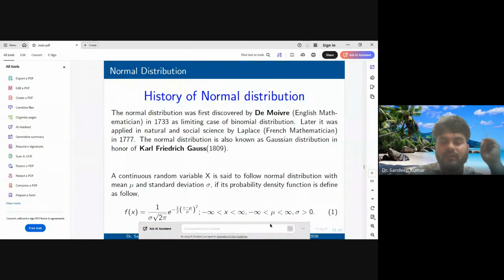This is the mathematical formulation of the PDF of the normal distribution: f(x) equals 1 by sigma square root of 2 pi, e to the power minus 1 by 2 times (x minus mu) upon sigma, whole squared. Here x is the random variable, mu is the mean, and sigma is the standard deviation. The range of x is minus infinity to infinity, the range of the mean is minus infinity to infinity, and the range of the standard deviation is 0 to infinity, that is, sigma greater than 0.